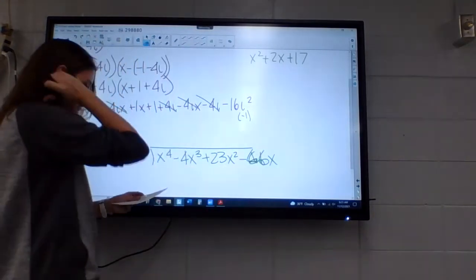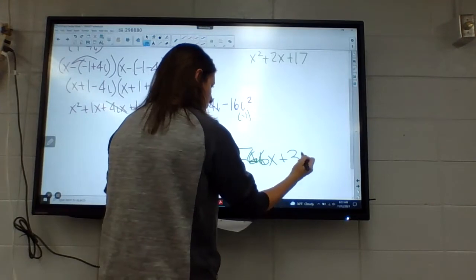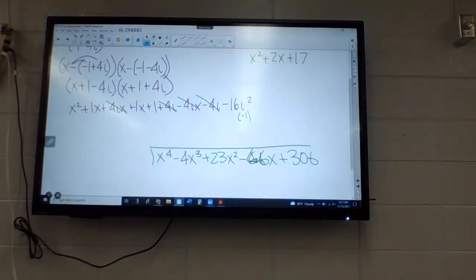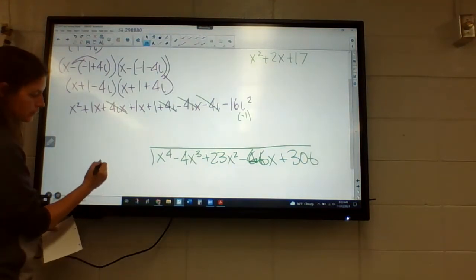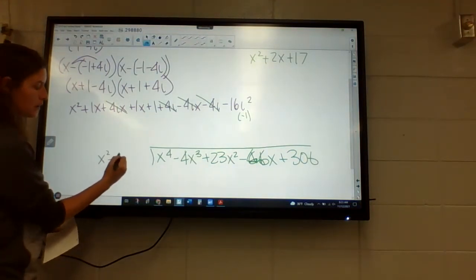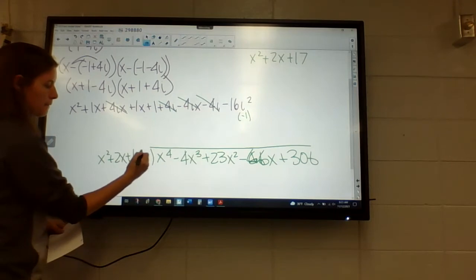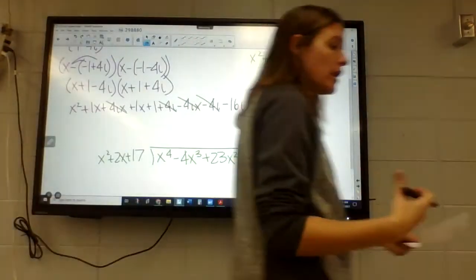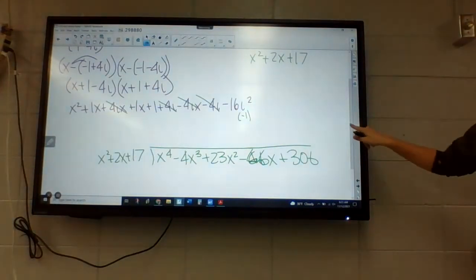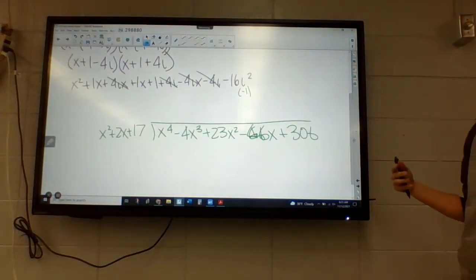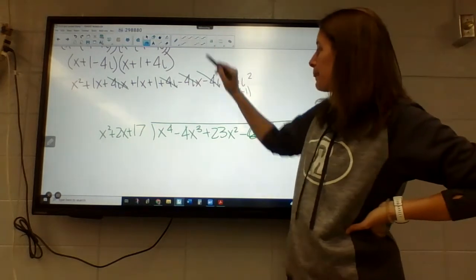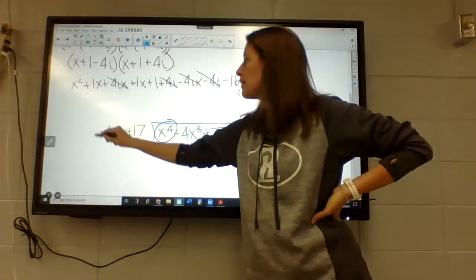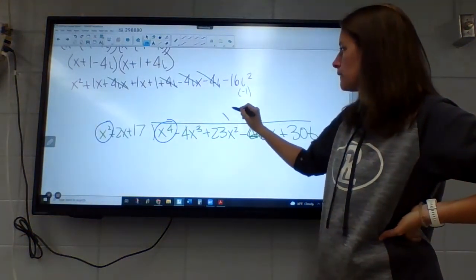I'm hoping that I didn't do something wrong when I was writing it down, so it works out. So we're going to divide this out so that we have a smaller polynomial to work with, and we should be able to find the rest of the zeros then. All right. So dividing.